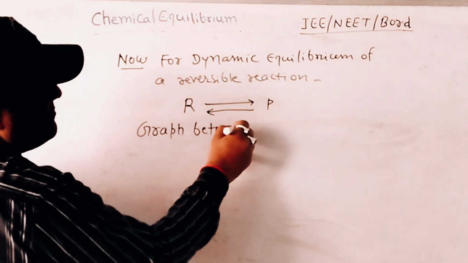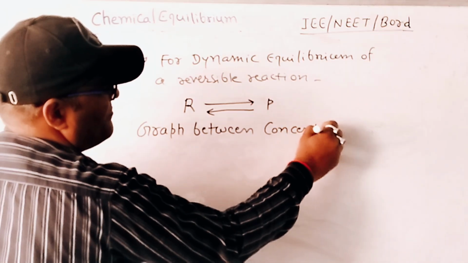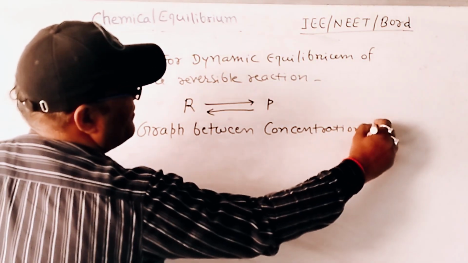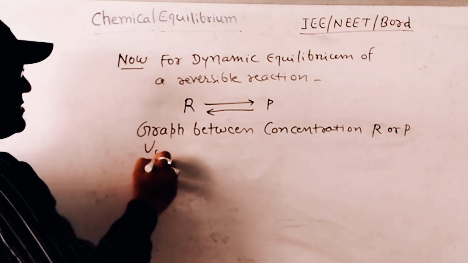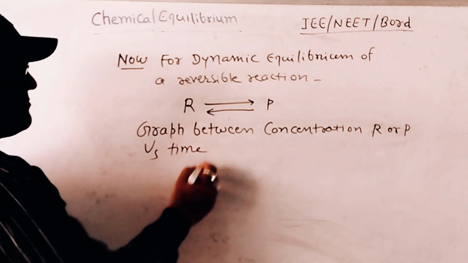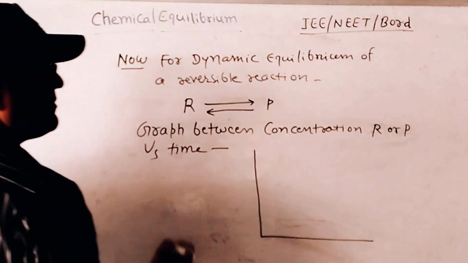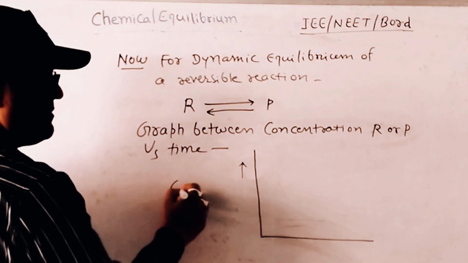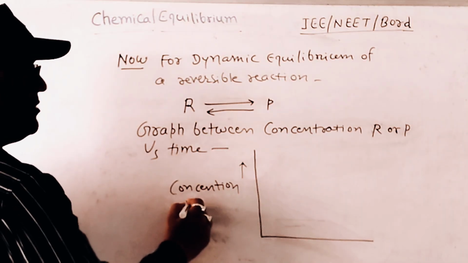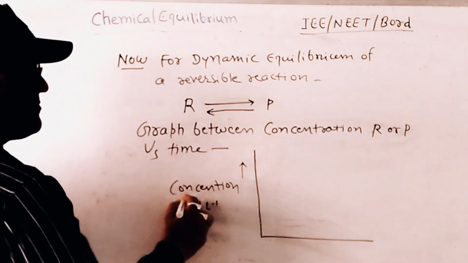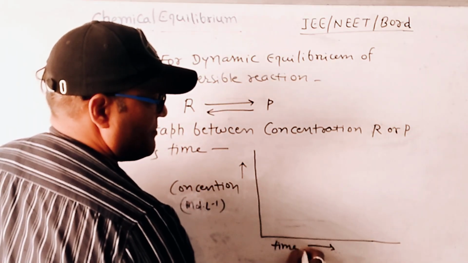between concentration of reactant or product versus time. We can observe here a beautiful graph. At vertical we can observe concentration in mole per liter, and at horizontal we can observe time in second.